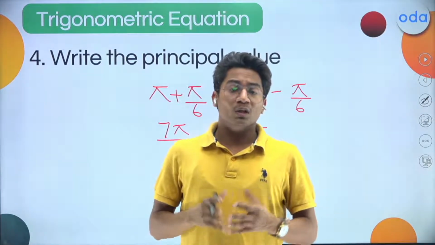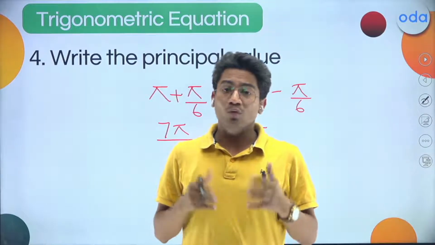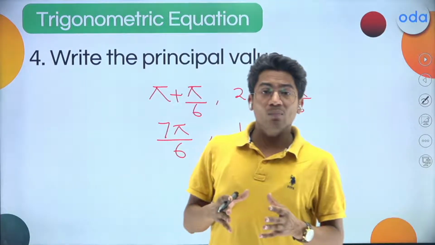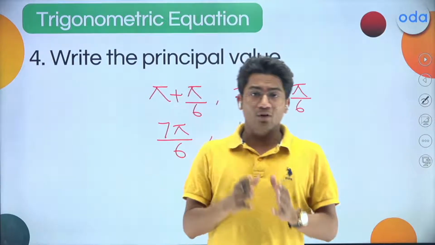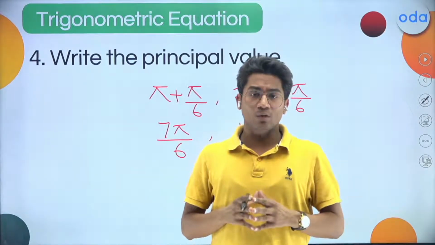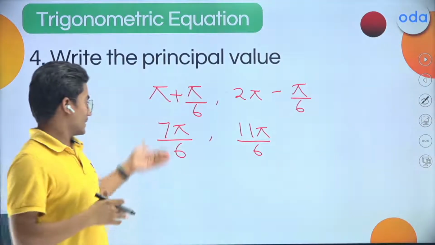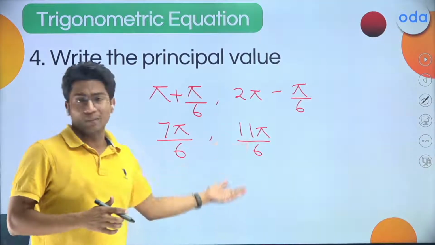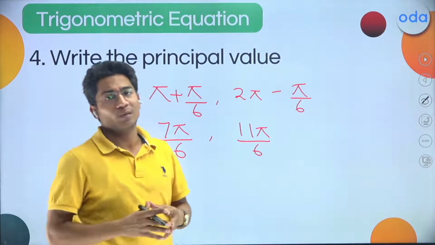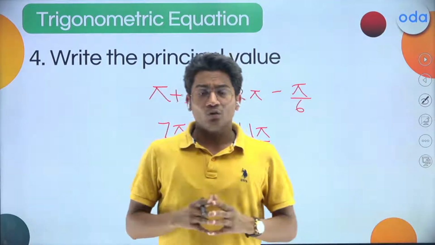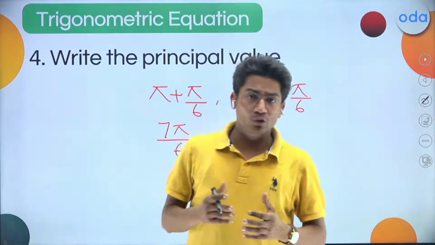Principal solutions are these values of x which can give us the same constant value that we were having on the right hand side, that was minus 1 by 2. So that simply means that if I place the value of x as 7 pi by 6 or 11 pi by 6, that will surely give me minus 1 by 2. So that is how we find the principal solution.